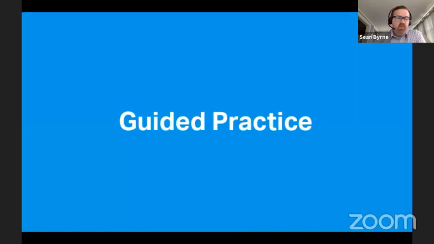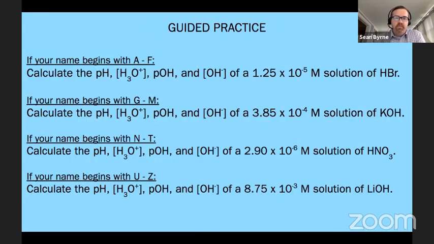So let's do some practice together now. We're going to mix things up a little bit. If you are watching from wherever you are and your name begins with A through F, I'm going to encourage you to look at that first problem. If your name begins with G through M, look at that second one with KOH. If your name begins with N through T, look at that third problem with HNO3.